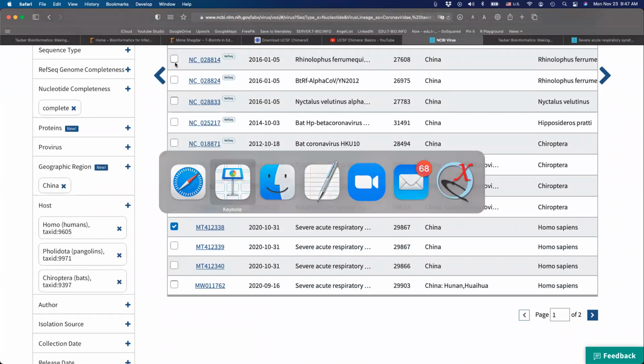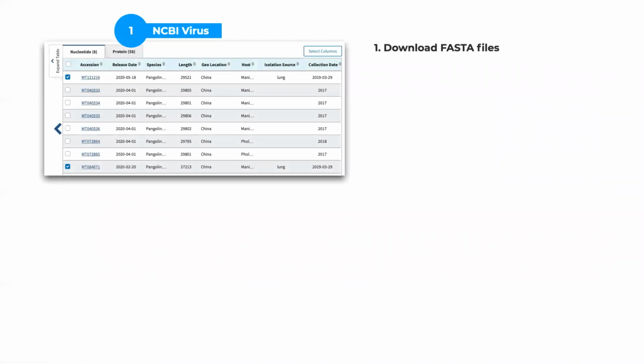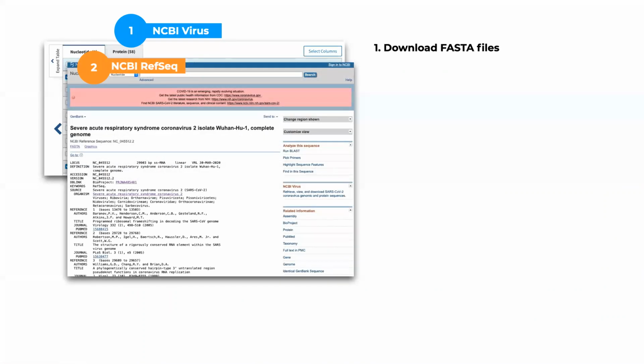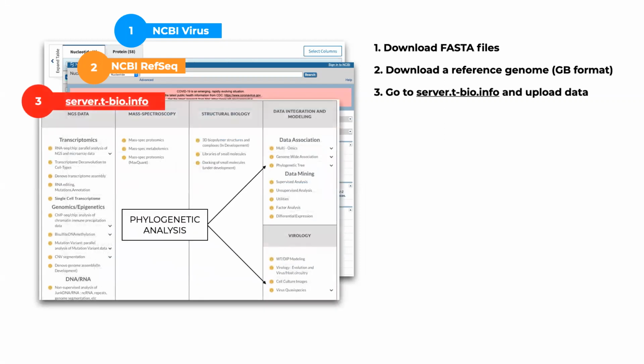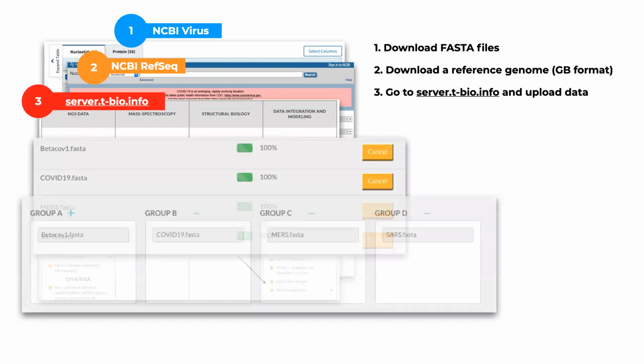So this is step number one, right? So step number one, we found those sequences and we downloaded the FASTA files. Then we went to NCBI RefSeq and we downloaded this genome as a GB file in GB format. So that format gives us the translation of nucleotides to amino acids. Then we went to the server platform and we can either use the phylogenetic analysis or the quasi-species section, and we can upload the data there.